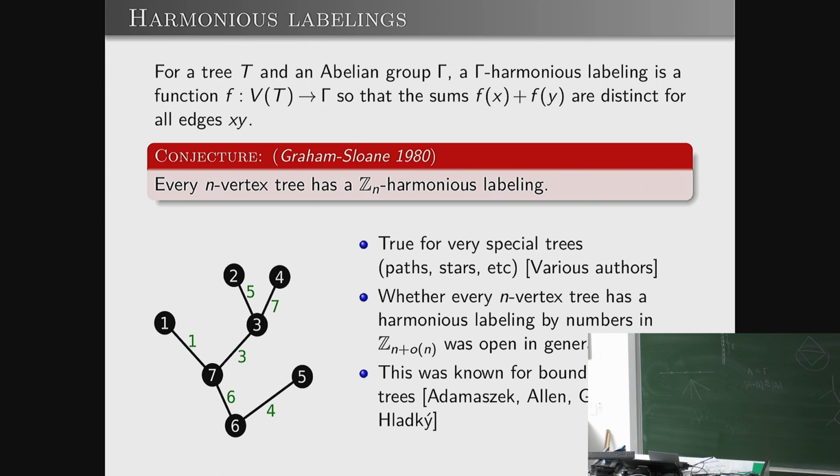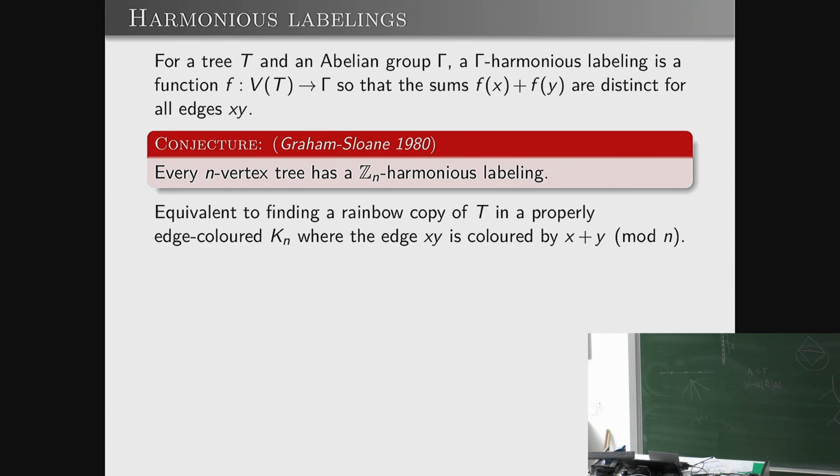For this conjecture, it was not even known that if you give me 1 plus epsilon times n labels, a little bit more than I need, that I can do this. This result was proved only for trees with bounded degree. Observe that, for example, a star has very big degree. But if you tell me that your tree has degree up to 10, then this asymptotic result, not a precise result, with n plus little o of n labels was known. So why is this related to finding rainbow trees?